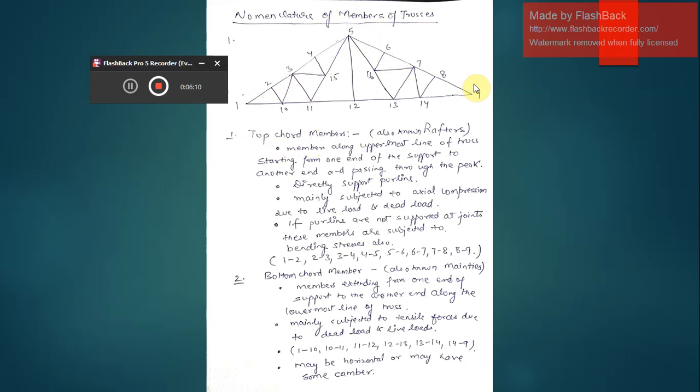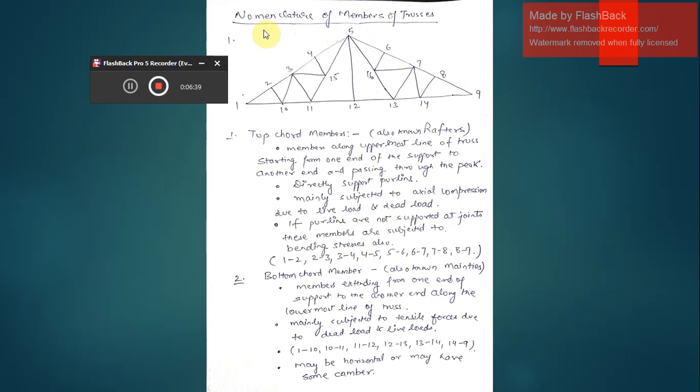These are also known as the rafters, and the members which form the uppermost line of the truss are known as the top chord members. These start from one end of the support, pass through the peak, and join to the other end of the support. So they directly support the purlins.